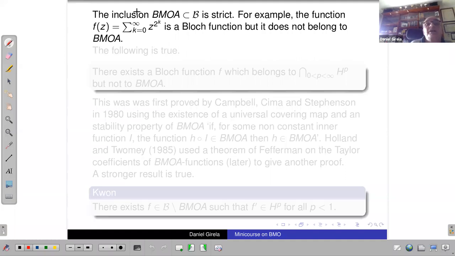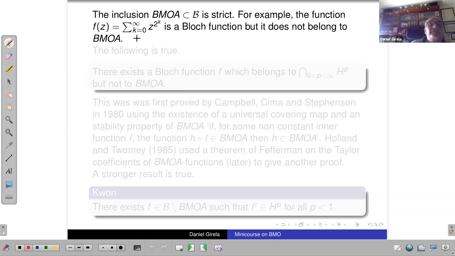And since we know that BMO is contained in all the Hardy spaces H^p for p smaller than infinity, then we have the claim. But anyway, if you are not so familiar with the theory of Hadamard series, then this function is not in H2 because the sum of the absolute values of the coefficients squared is infinity. It's not in H2, but BMO is contained in H2. So it's trivial that this function is a Bloch function, but it's not in BMO.